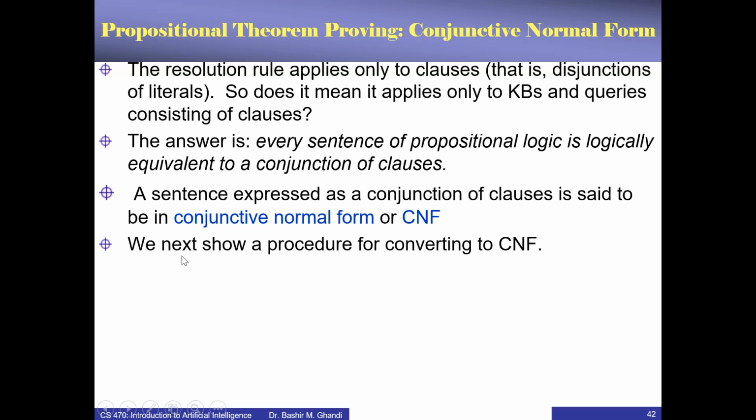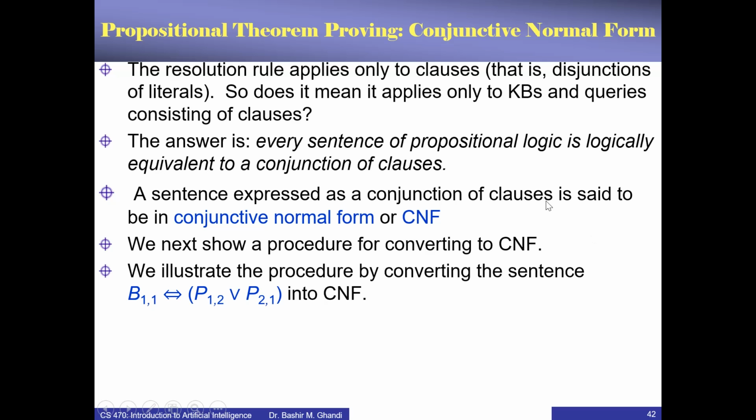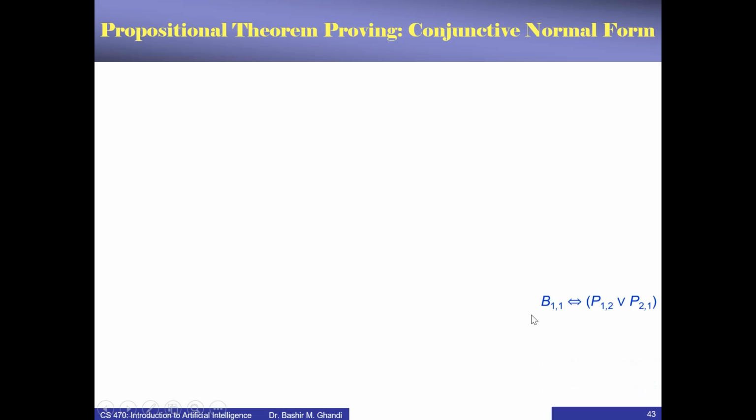Alright, so we're going to show next a procedure for converting a KB, for example, to CNF. We illustrate the procedure by converting the sentence B11 if and only if P12 or P21. We want to convert this into conjunctive normal form, CNF. We do that in this slide. I repeat the expression here for us to see what is happening.